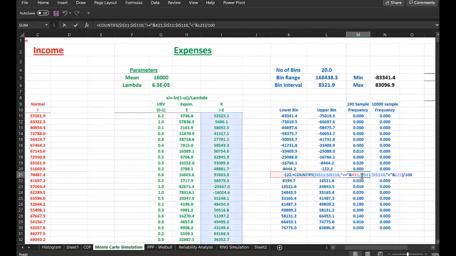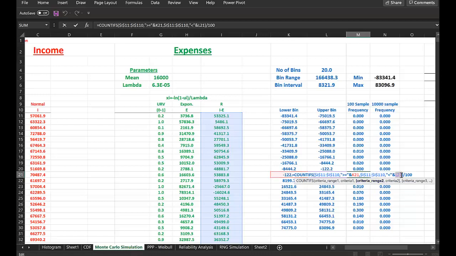So now I can drag this, and you can check any cell. For example, if I check this cell, it says 11 to 110, and the criteria is greater than K21. So what is K21? K21 is nothing but the lower bin limit.